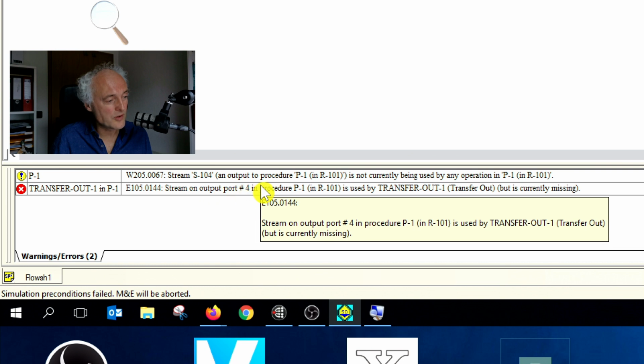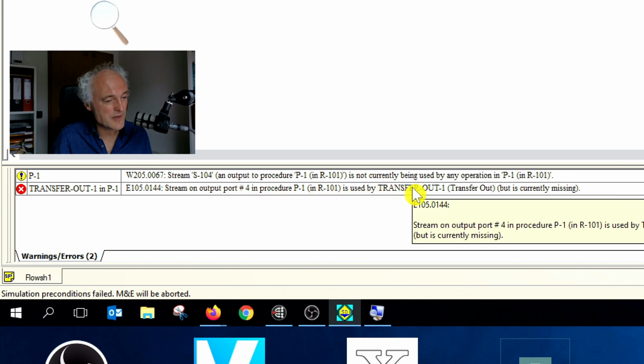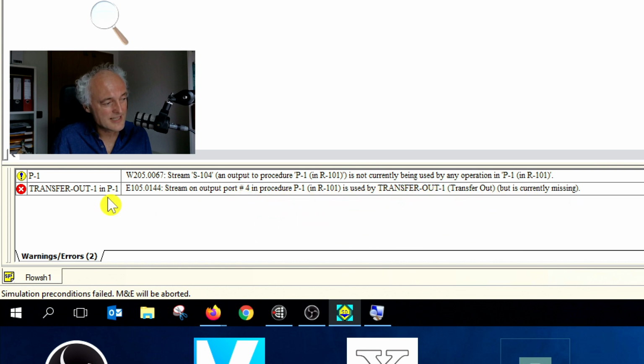Stream on output 4 in procedure P1 is used by transfer out, but it's currently missing. And therefore, the simulation has failed and the mass and energy balance is not being done. You can only proceed by solving these errors, and you have to go step by step. If you have more procedures, you will get more errors. So you need to read carefully what happened.